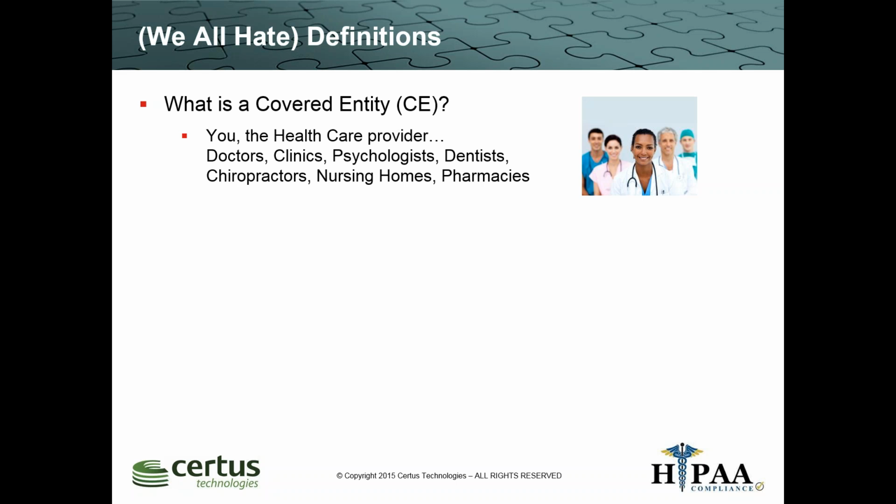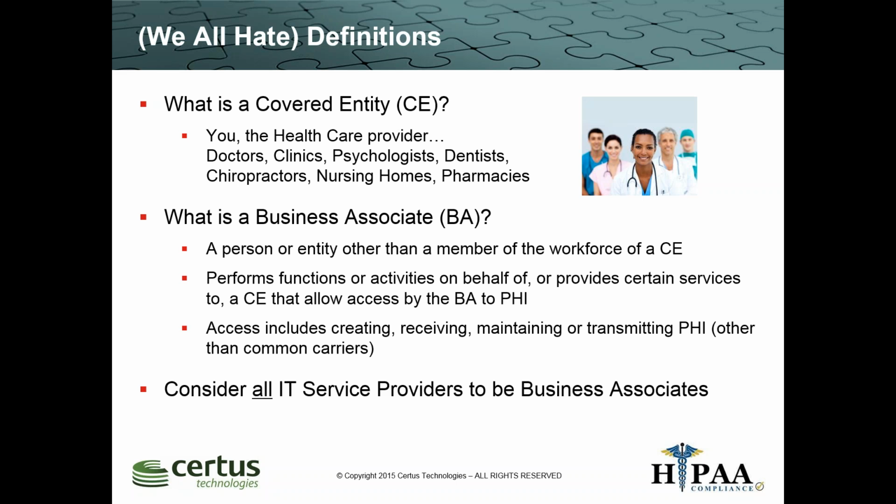First, covered entity. That's you, the healthcare provider. Second, business associate. Now, a business associate is a person other than the provider of healthcare, and that includes folks like me as an IT provider. It includes all sorts of other folks, including attorneys, accountants, pretty much anyone that you work with or that works with and for you, that might be exposed to protected health information.